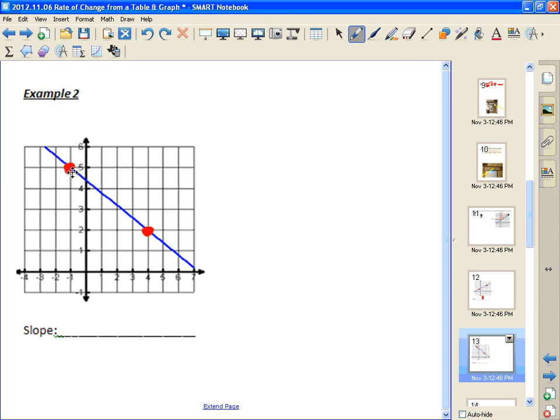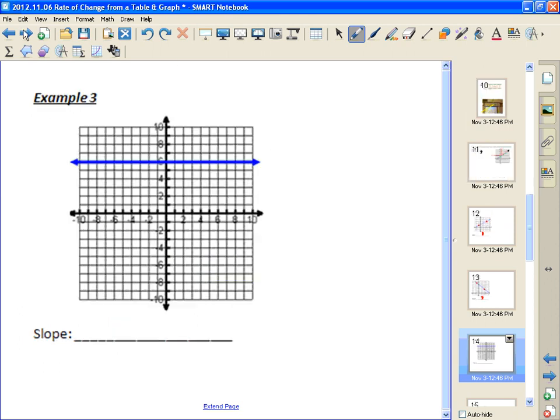So this time I have to count down. Since I'm counting down, that automatically should tell me that I'm going to have a negative slope. So count down 1, 2, 3, and then I count to the right 1, 2, 3, 4, 5. So I counted down 3, which I represent with -3, and then right 5. So my slope on this one is -3/5.